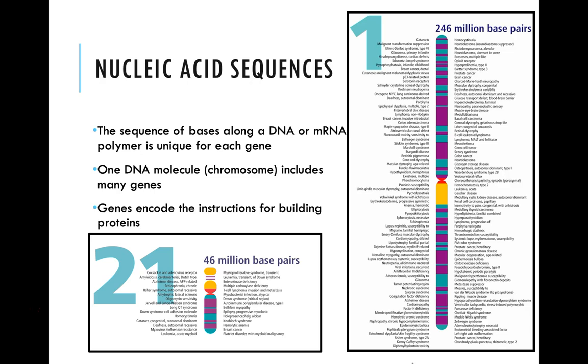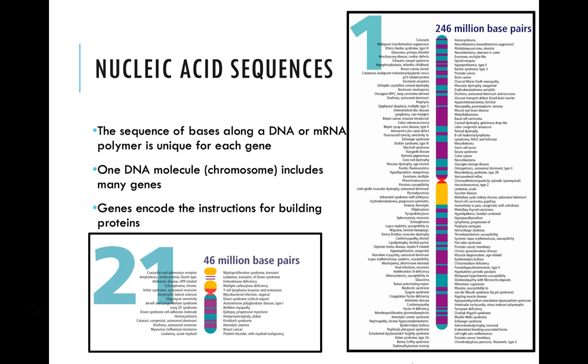Encoded within those nitrogenous bases are nucleic acid sequences. The sequence of the nitrogenous bases is what we are talking about when we say the DNA sequence, when we say we've sequenced the DNA of this or that organism. The sequence of bases is what makes up our genes. So each gene is a specific sequence of nitrogenous bases that encodes a particular bit of information. One DNA molecule contains millions of nitrogenous bases, millions of A's and T's and C's and G's, and encodes many genes.